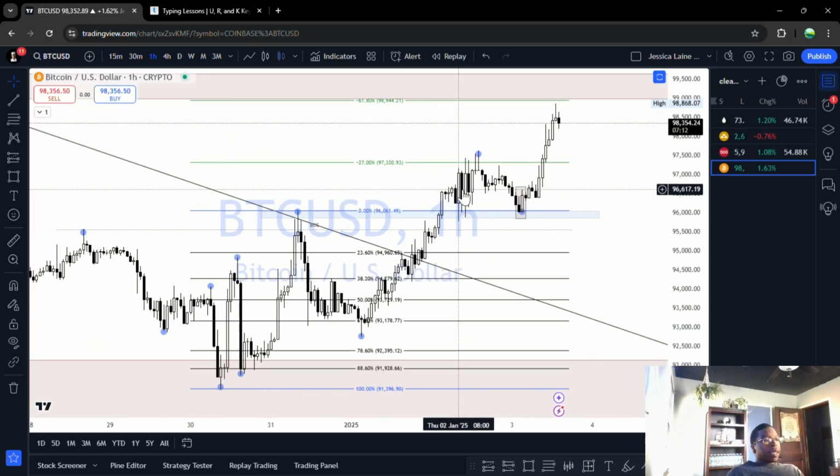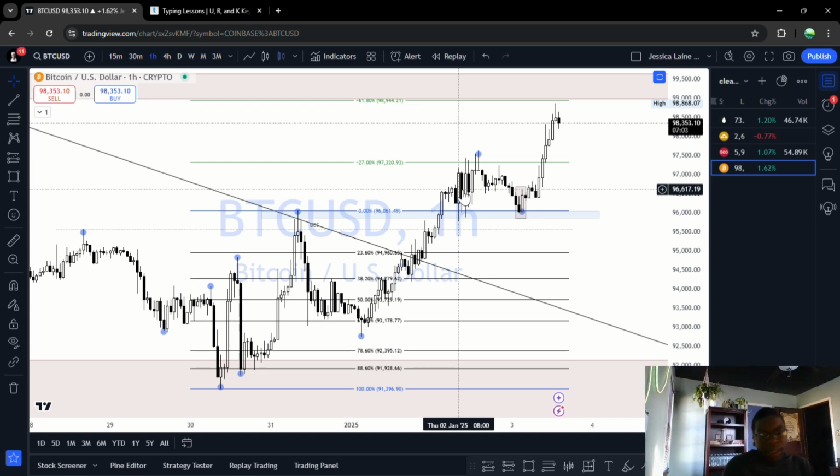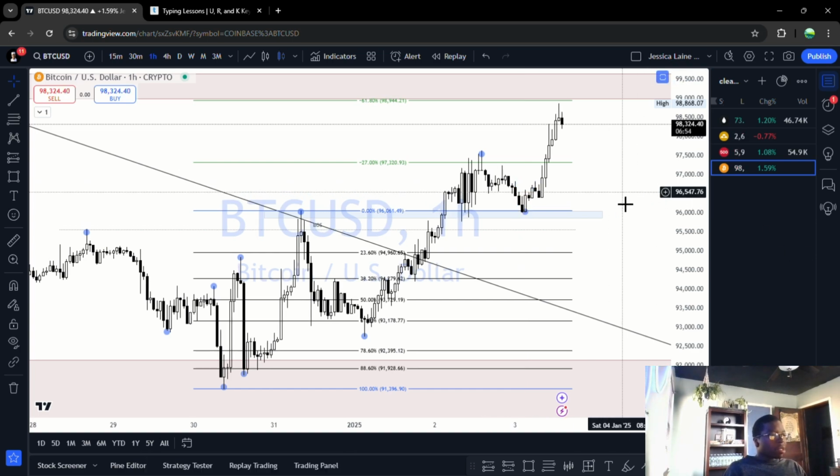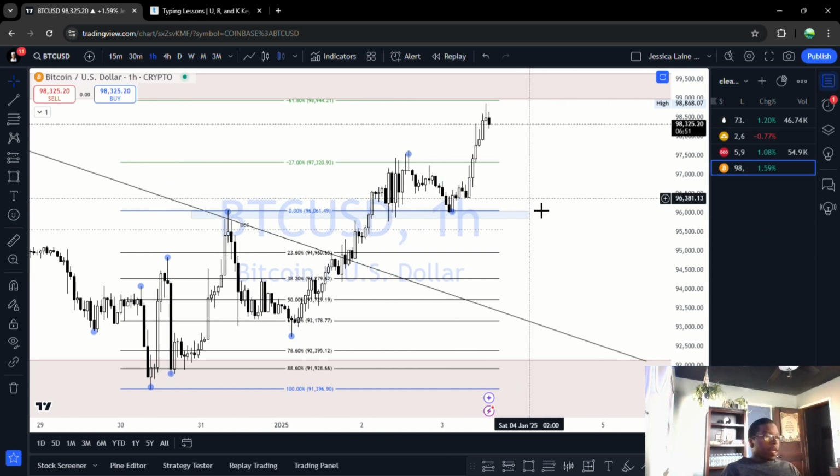One thing I do want to say about these candlesticks is that there's a high probability of that candle being the indication of what it's going to do at certain levels.